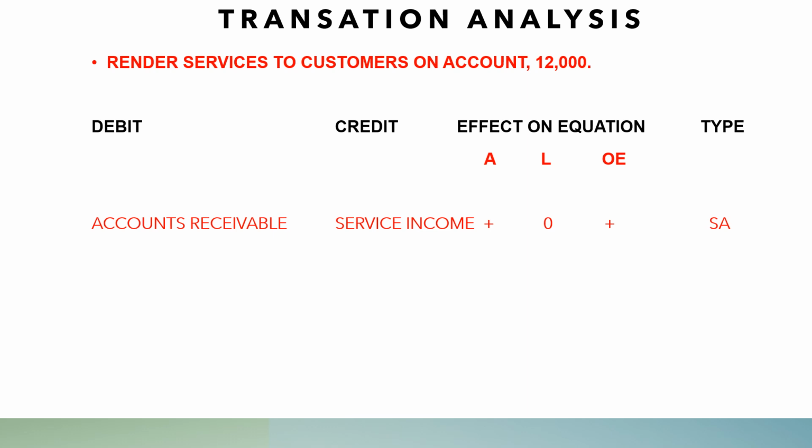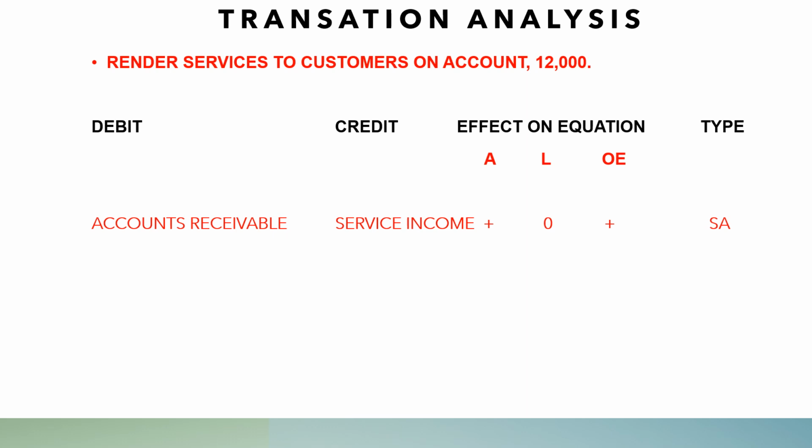So the credit here is service income because income increased. So to increase income is to place it on the credit side. But since the company did not receive cash, it has a collectible from customers. So the account title that describes collectible from customers is accounts receivable. So we place it on the debit side because our collectible from customers increased when we render service to customers on credit. So debit accounts receivable.